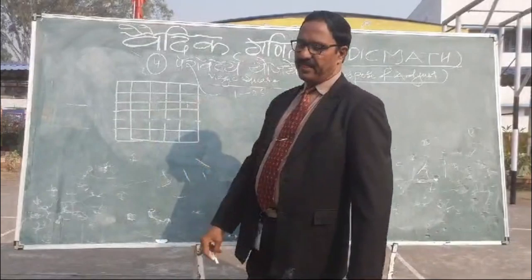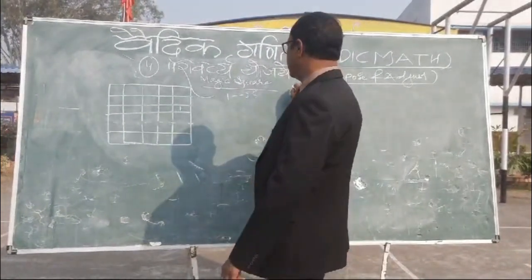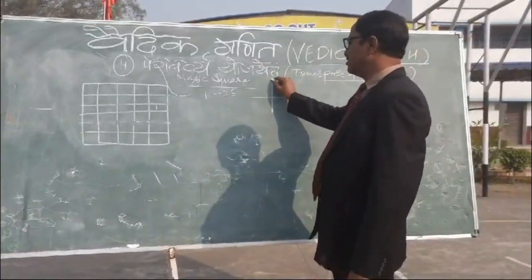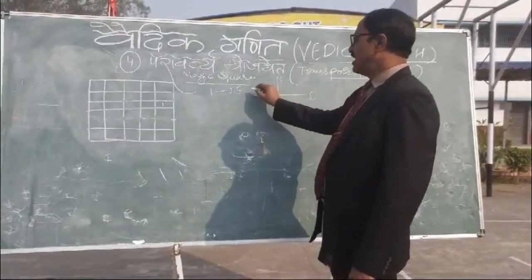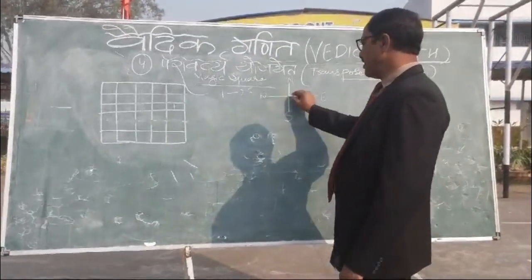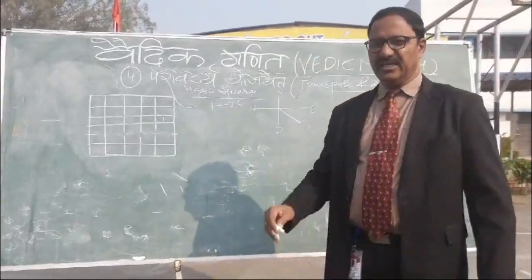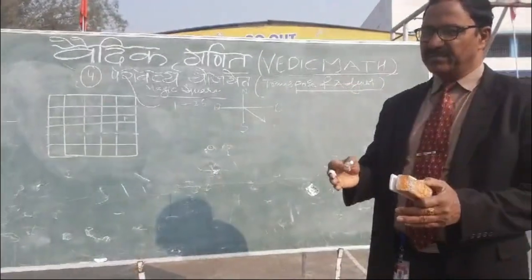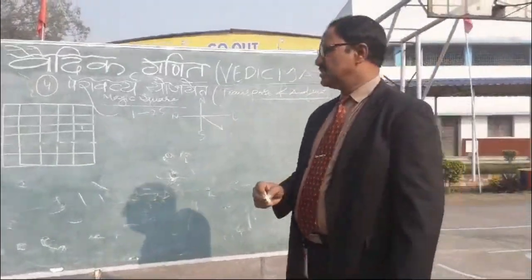This is your 1, and you have to move in which direction? Diagonally, southeast direction. This is the north, this is the south, this is the east, and this is the west. So you have to move in this direction always. If there is a vacant place, you fill the digit. If there is no vacant place, then shift to the left corner. This is the rule.